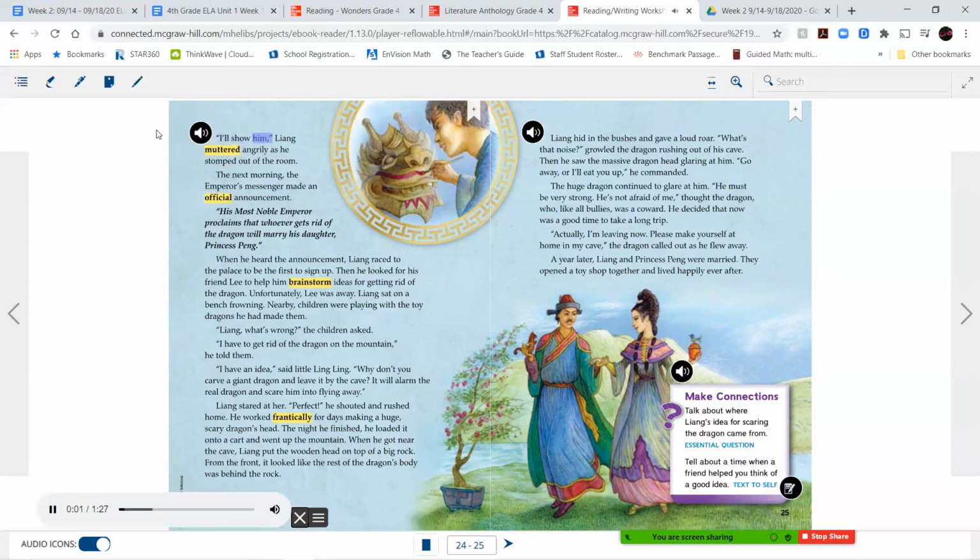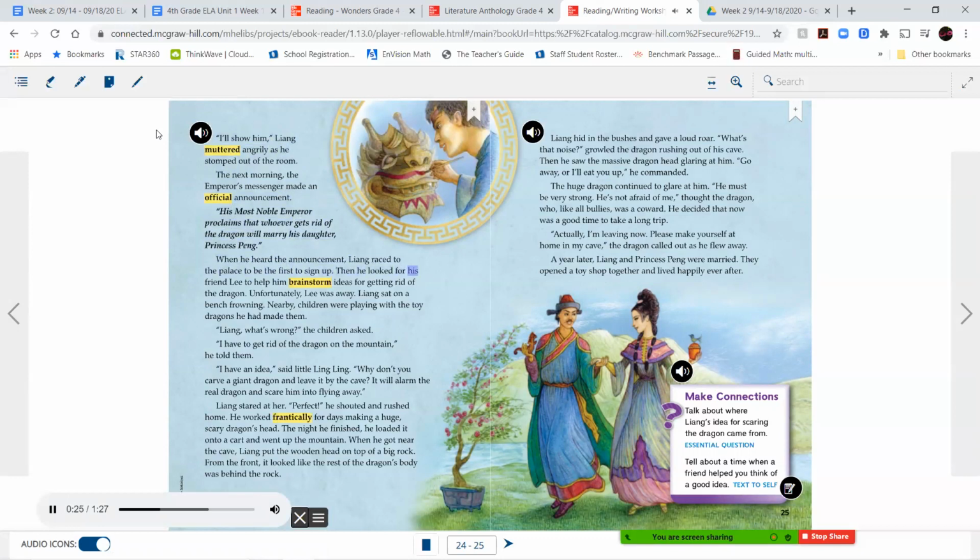"I'll show him," Liang muttered angrily as he stomped out of the room. The next morning, the emperor's messenger made an official announcement. "His most noble emperor proclaims that whoever gets rid of the dragon will marry his daughter, Princess Peng." When he heard the announcement, Liang raced to the palace to be the first to sign up.